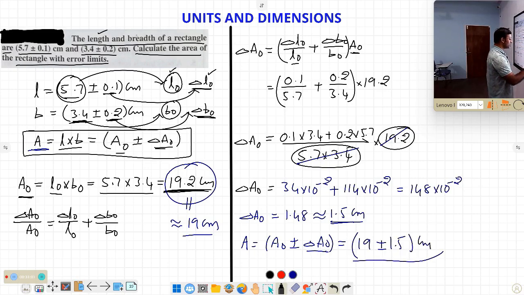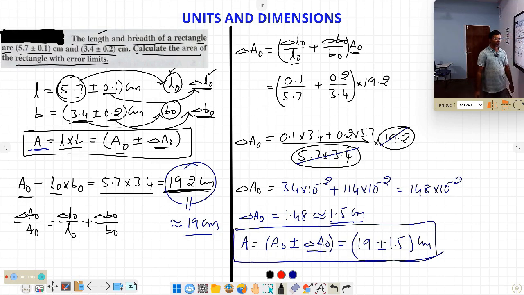The answer also you have to express in the same way they give: first term and second term. This 1.5 is called variation. That variation gives the error. The error may be additive, the error may be subtraction.